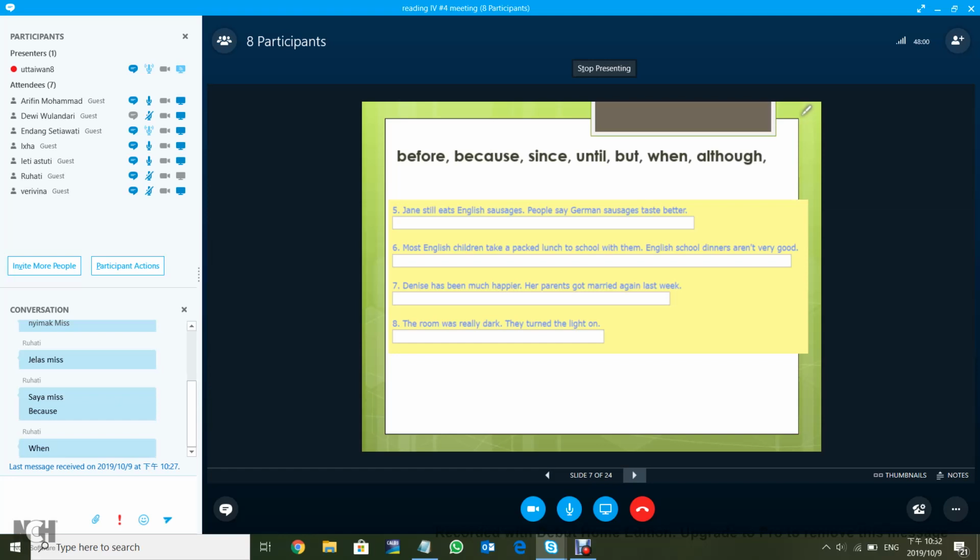So there are two contrasts in those two sentences. Yes, it should be although. Why? Because you're going to show contrast. If you want to show something different, like contrast, you need to use although. Why although, not but? Because if you use but, it connects between two words. But if you use although, it connects between two sentences. That's why you need to choose although. So, Jane still eats English sausages, although people say German sausages taste better. Okay, nice. Then questions number six.